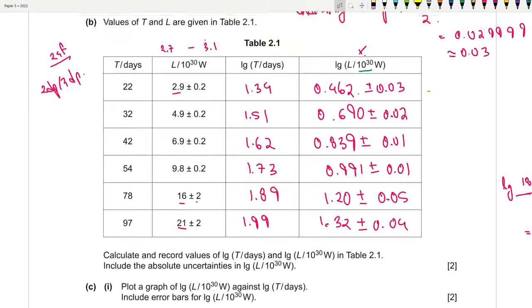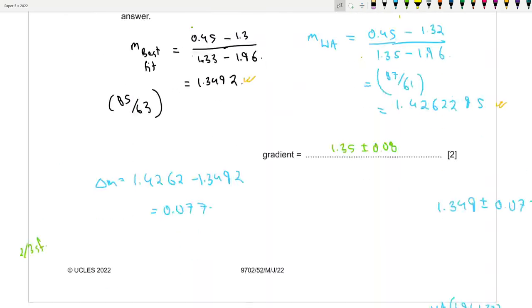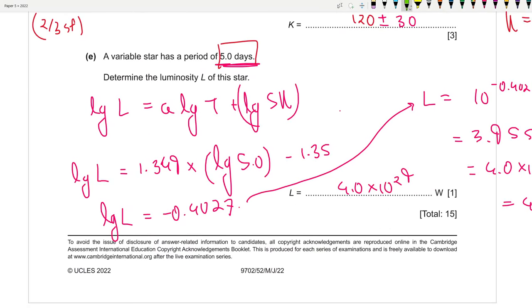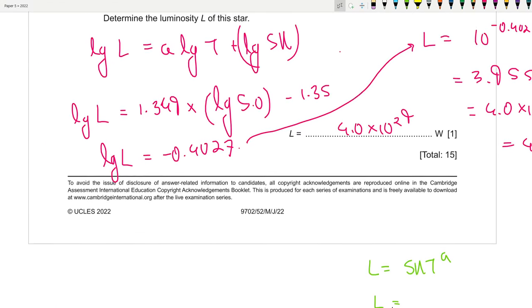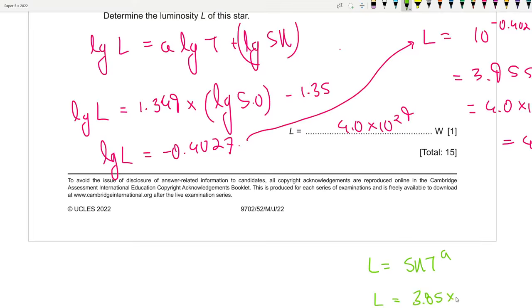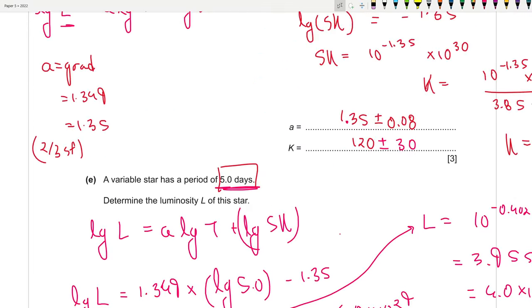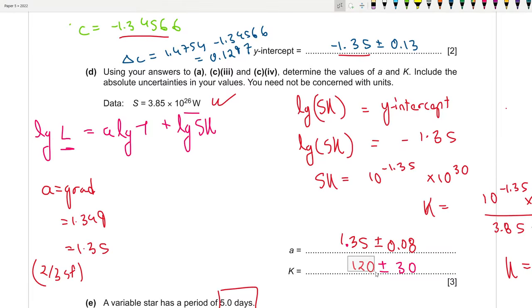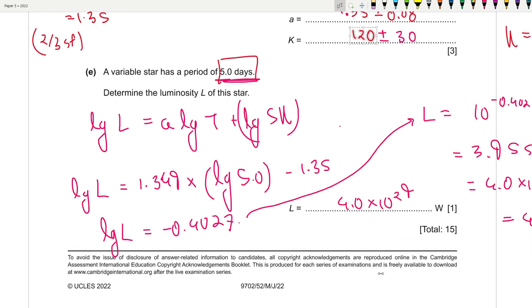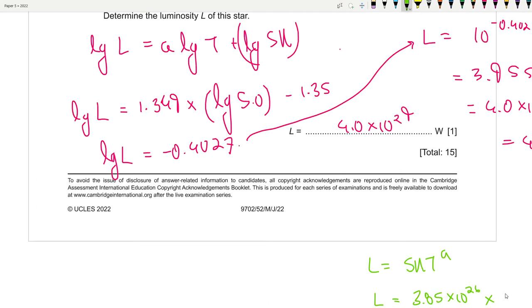What's the other way? Using the raw equation. L is equal to SKT to the power A. This is the other way. So L is actually equal to, what's the value of S? 3.85 into 10 power 26 times K. K is this value. It's around 120. I'm going to use my raw value, 117, times 117 times T to the power A.